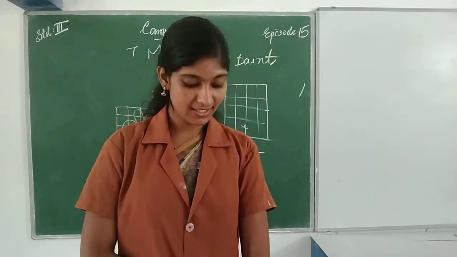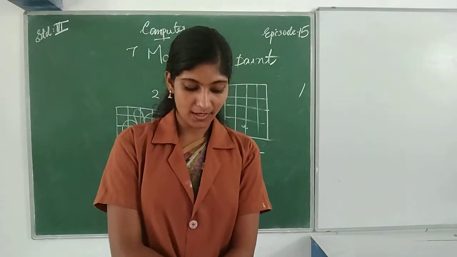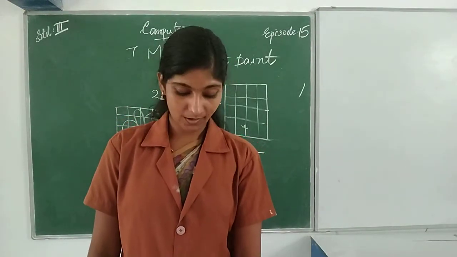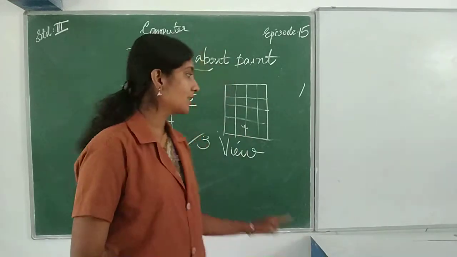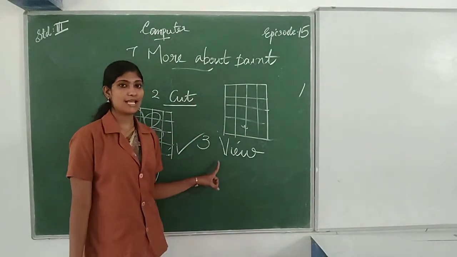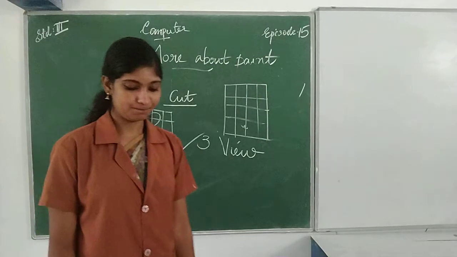To show grid lines in the drawing area, you should click on the view tab. So the third question answer is view tab.